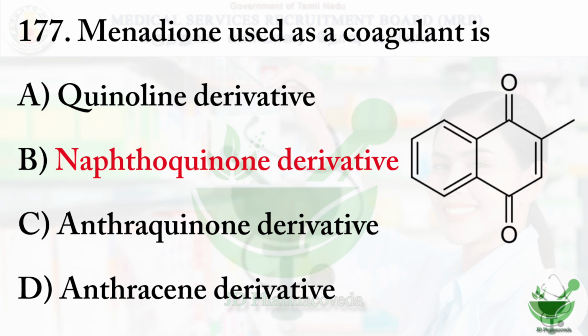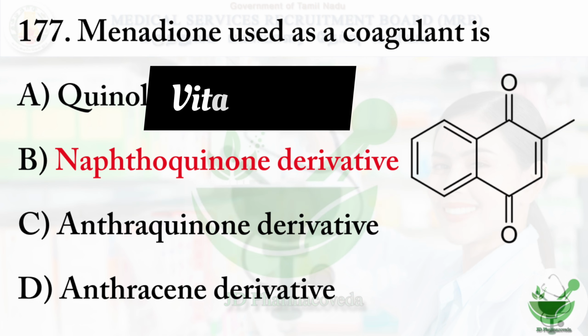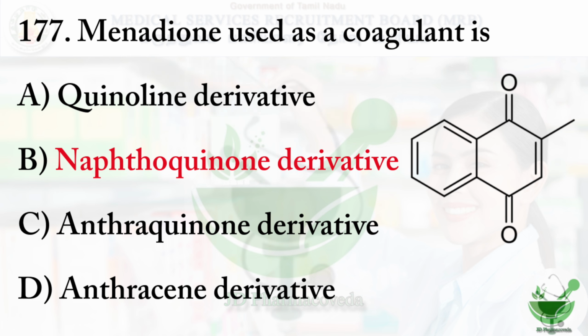Here the menadione is a type of vitamin K3. We know that vitamin K is used as a coagulant. It is used to treat vitamin K deficiency and hypoprothrombinemia, which is a deficiency of prothrombin, a protein used as a blood clotting agent.